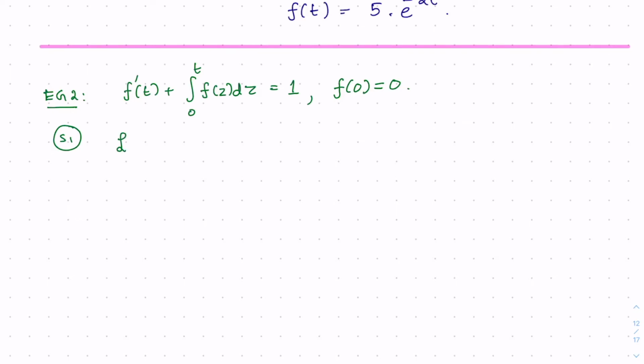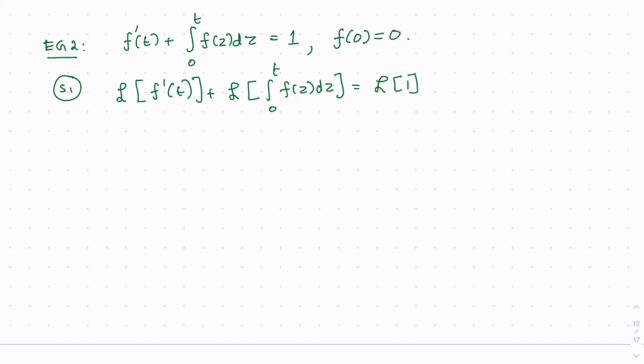Here I have the Laplace of f prime of t plus the Laplace of the integral from 0 to t of f of z dz, equal to the Laplace of 1. If I find the Laplace, this is going to be s times cap F of s minus f of 0, which I made to be 0, so that's not a big deal, plus cap F of s over s, equal to 1 over s. And this is 0, that's history.